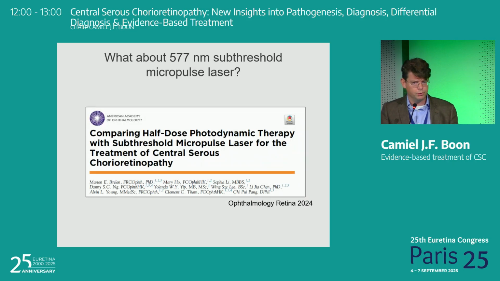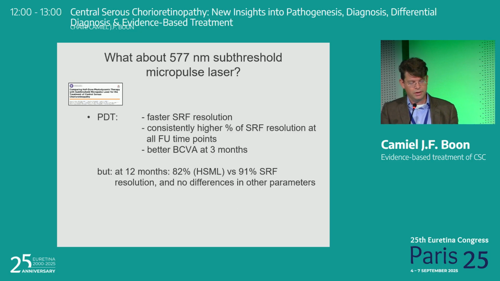But there are no good prospective studies until recently, when last year in Ophthalmology Retina, there was this study published by an Asian group comparing half-dose PDT to 577 nanometer subthreshold micropulse laser. And what they found was, despite the fact that PDT had showed a faster resolution, a higher percentage on all time points in subretinal fluid resolution, and a better BCVA at 3 months, that at 12 months there was not a statistically significant difference in these parameters.